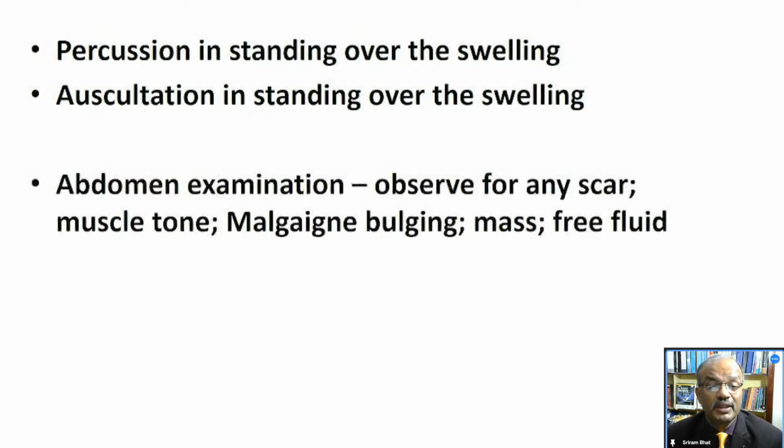So next, abdomen examination, important again. Observe for any scar, I already told. Appendectomy scar on the right side, ureterolithotomy scar, or any surgeries or surgical approaches to the lower abdomen may injure the ilioinguinal nerve and reduce the muscle tone, and may cause hernia. Malgaigne bulging is very important.